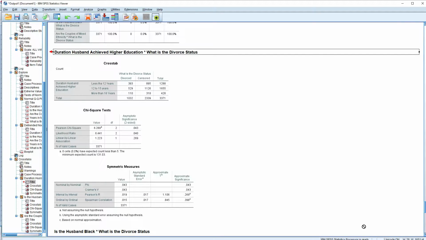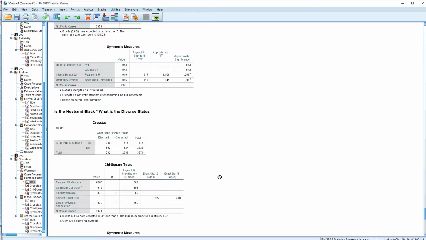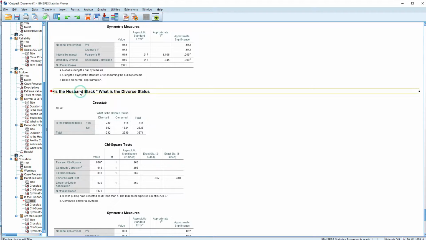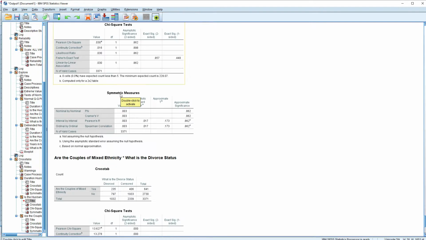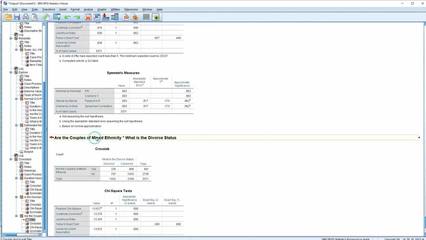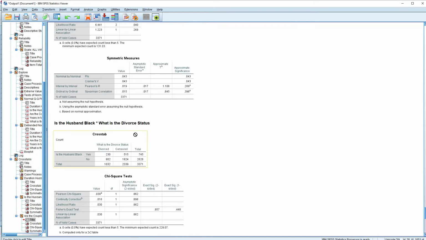For the first research question, we are going to determine: is there an association between the duration the husband has received higher education and the divorce status? In the second research question, we are going to assess: is there an association between the husband being black and the divorce status? In the third research question, we are going to assess: is there a relationship between the couples having mixed ethnicity and the divorce status?